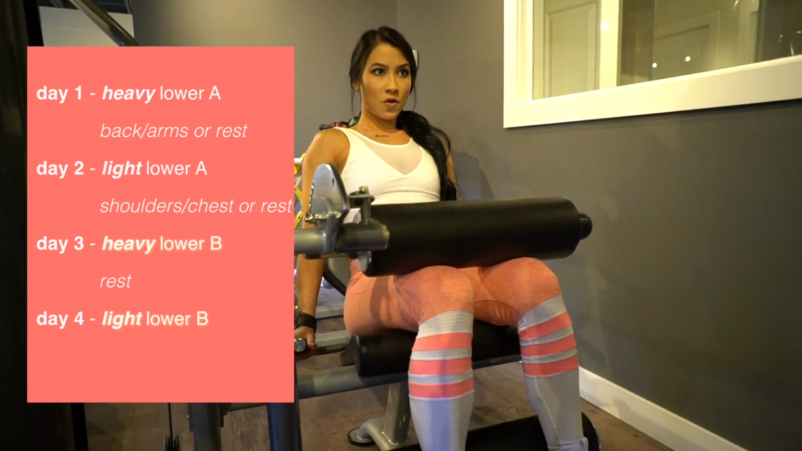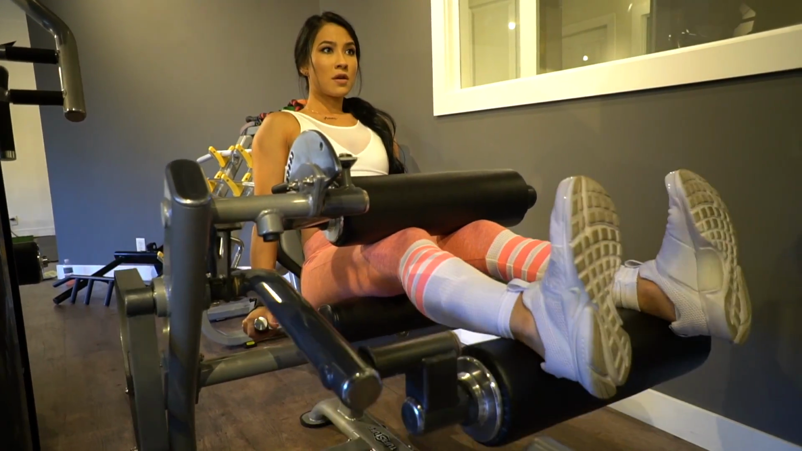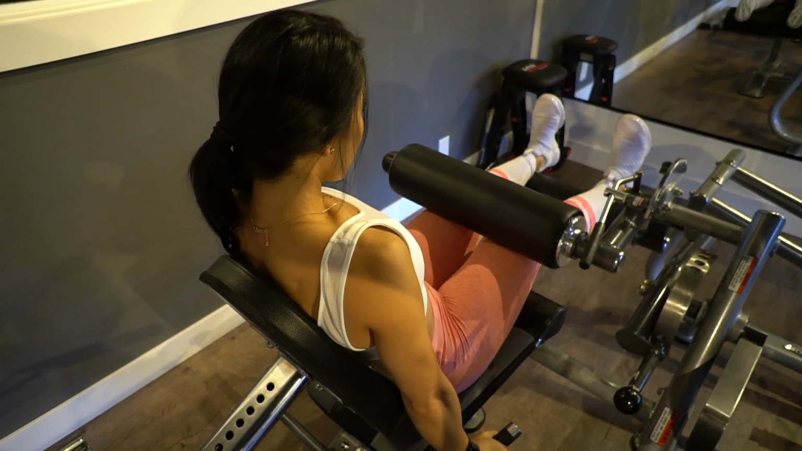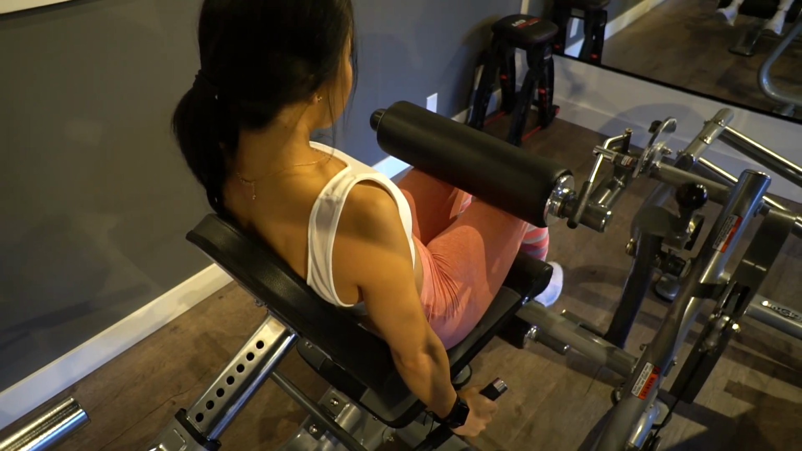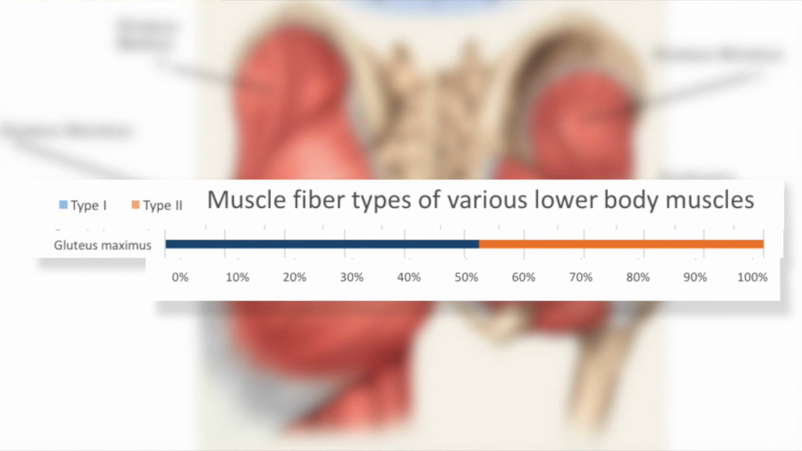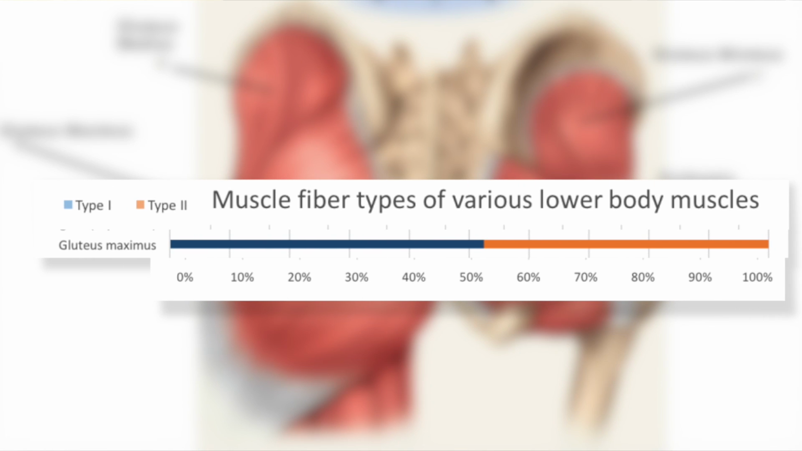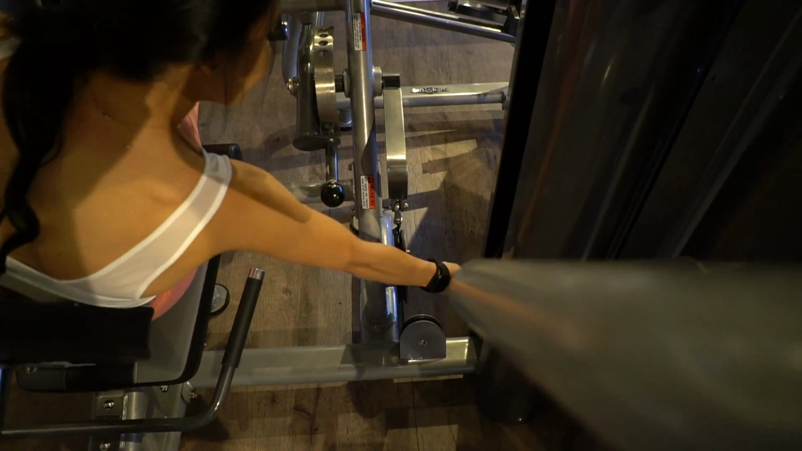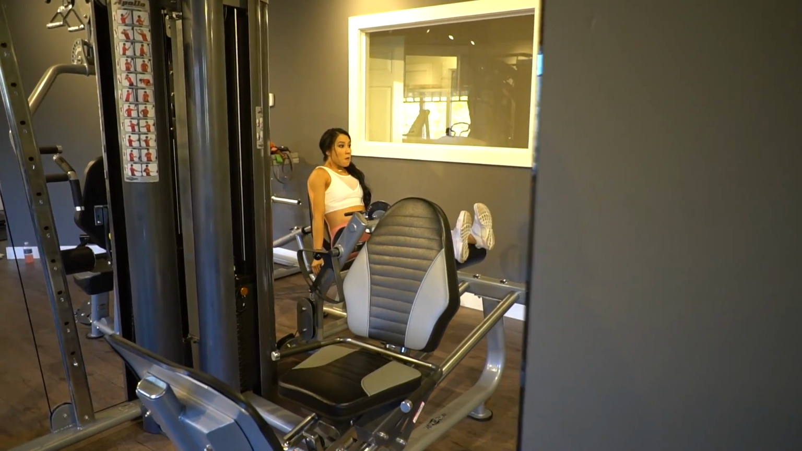And as an intermediate to advanced lifter who has 5 years of training experience with an emphasis on my lower body throughout those 5 years, I personally find 1 day between glute sessions an appropriate amount of time for recovery. And considering the glutes are composed of a mixture of type 1 and type 2 muscle fibers, it's probably a good idea to include a variety of heavy and light loads to activate a broader spectrum of fiber types.